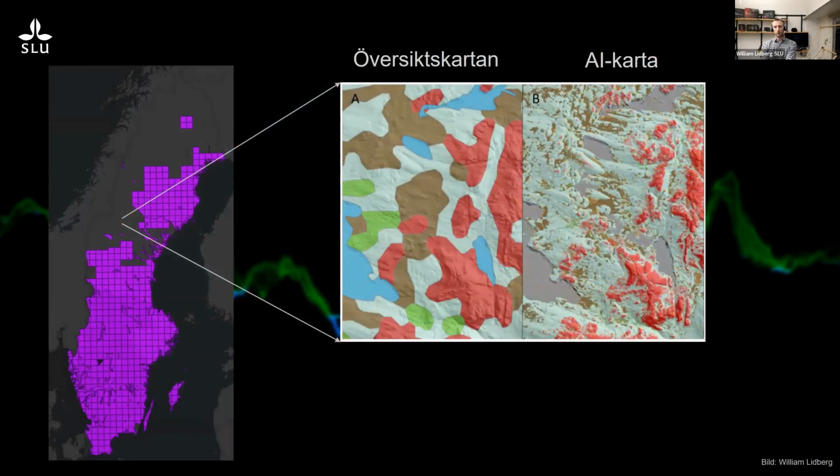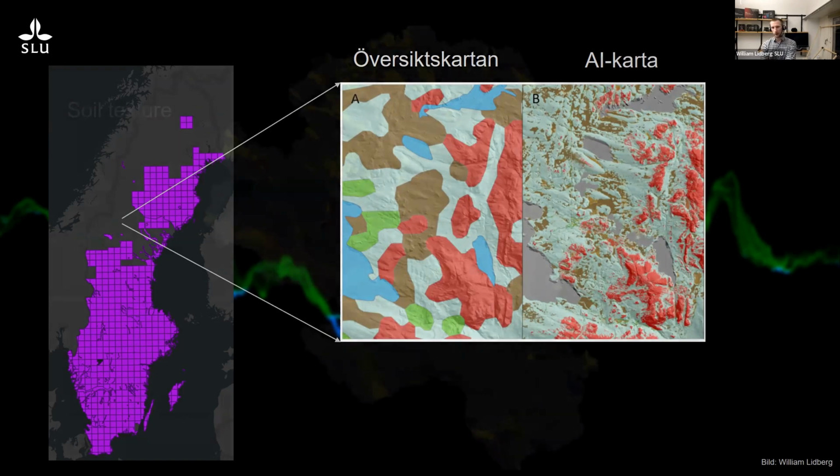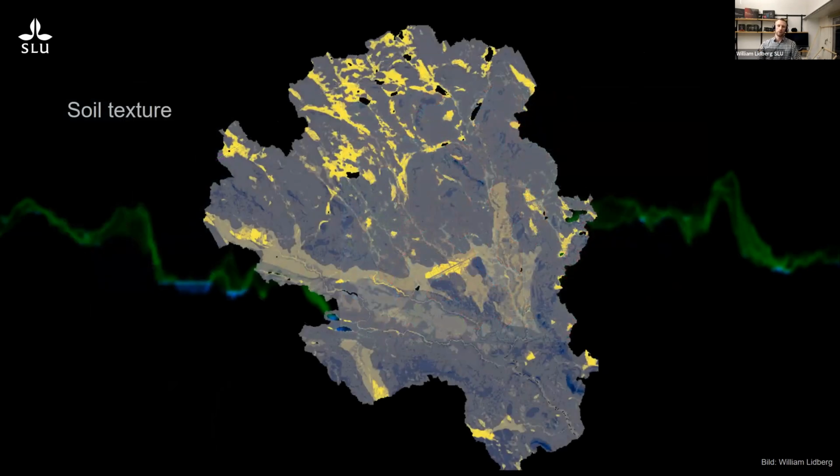So what we can do now is to improve the old general map of Sweden with this new AI model. It's not perfect, but again, it's a lot better than what we had before. And we can also train for things like soil texture, for example, and other soil parameters. So it can be used for both soil moisture and soil types.